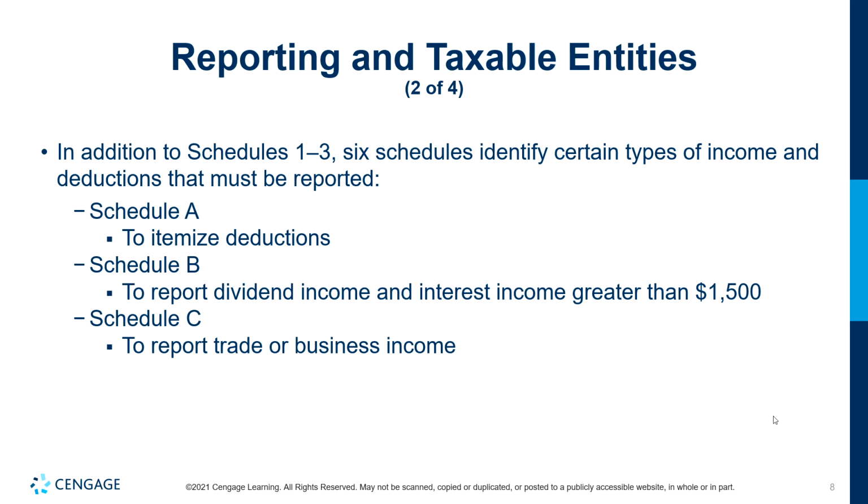We have Schedule B that reports our dividend income and interest income greater than $1,500. Also, there's a little bit of foreign items that happen on Schedule B, but that's beside the point. Schedule C is our business one. Mostly any self-employed person will have a Schedule C, or a 1099 person, independent contractor. All trade and business income will be found there, along with deductions.